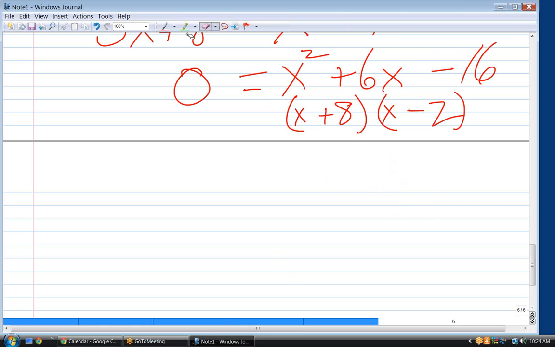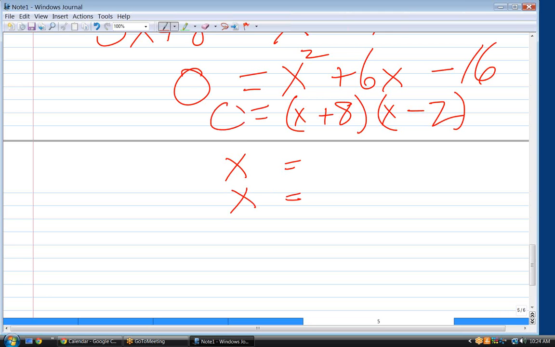And what's the final solution? All of this equals 0. So x equals negative 8 and x equals positive 2.